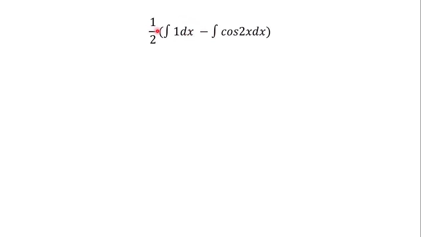Now when you split them, you're going to get half into bracket integral 1 dx minus integral cos 2x dx. Here when you integrate this, you're going to get x, and when we integrate this, you're going to get half sine 2x. So we just maintain this half and then we write the answers.